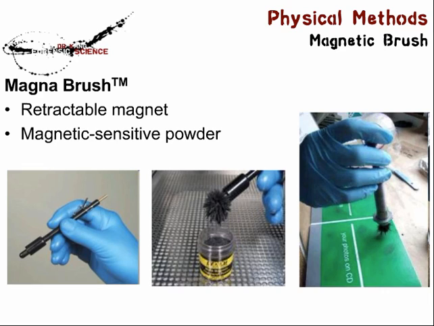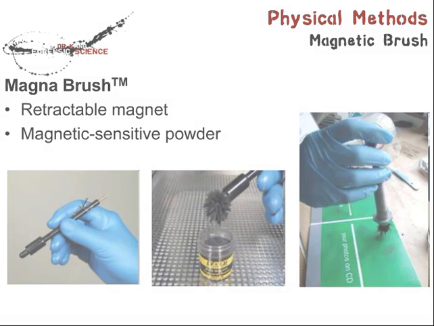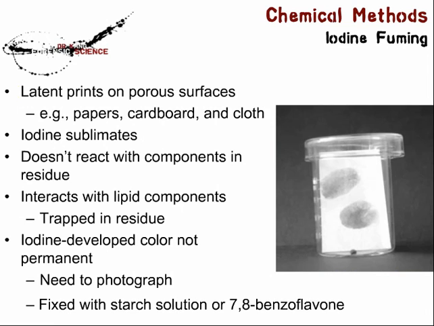A variant of the simple brush and powder combination is the magnetic brush. The original commercial version is the Magna brush, which is not a real brush but a retractable magnet. The magnetic brush uses special magnetic powder that adheres to the fatty components of the print residue. The Magna brush does not have any bristles to come in contact with the surface, so there is less chance that the print will be destroyed or damaged. Latent prints on soft and porous surfaces such as papers, cardboard, and cloth generally require treatment with one or more chemicals.